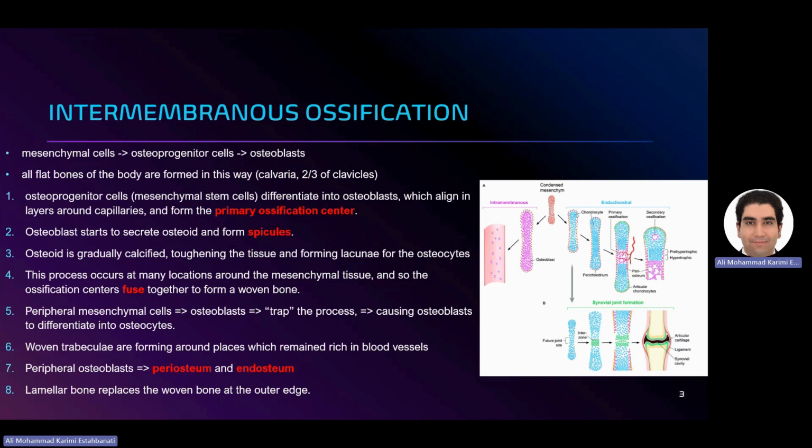But now, let's go back to intramembranous ossification. We already mentioned what osteoblasts will do. Mostly, the osteoblasts in intramembranous ossification are gonna make flat bones, such as the calvaria, which is on your skull. Also two-thirds of your clavicle is formed by intramembranous ossification.